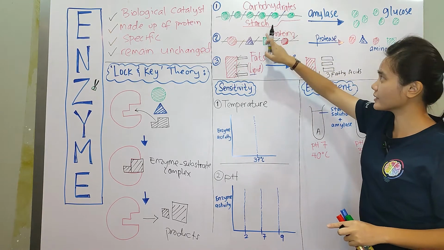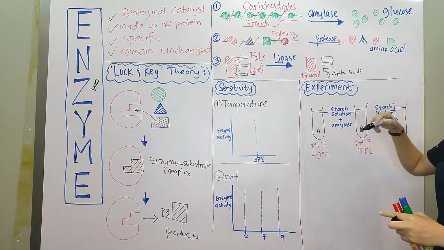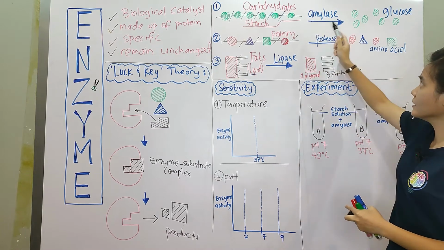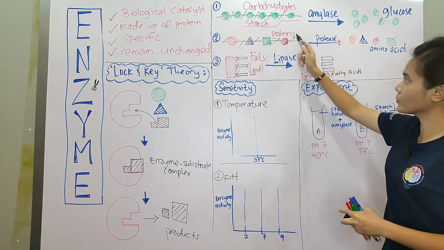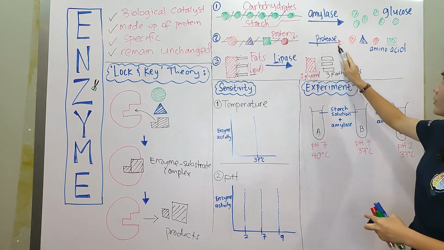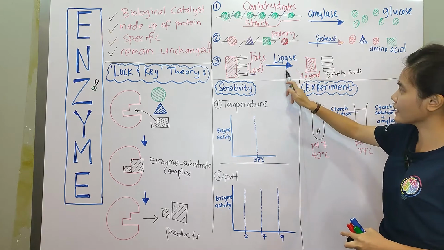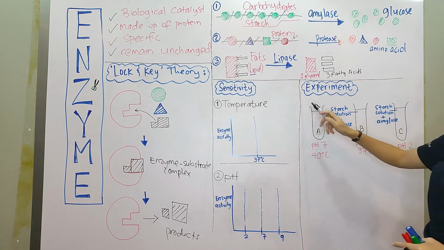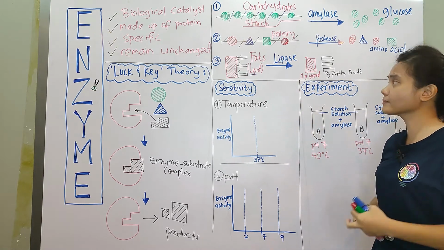Again, carbohydrates and starch are broken down by amylase into glucose. So if you are asked what is the enzyme that breaks down carbohydrate or starch, you say amylase. What is the enzyme that breaks down protein to amino acid? You say protease, pro. And then what is the enzyme that breaks down fats into one glycerol and three fatty acids? It is lipase. Right, good.